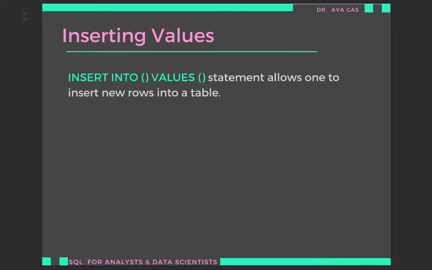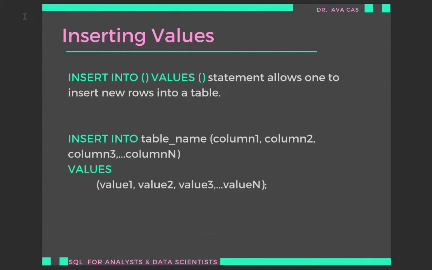Okay, so once we've created the table, the next step is to insert values into the table using the insert into values statement. And this would allow you to insert new rows into the table. So the syntax is very easy, very intuitive. So we simply write insert into and then the table name followed by the different column names inside the parentheses. And then you can follow that up with values. And so you'll write each row of the table inside the parentheses as well.